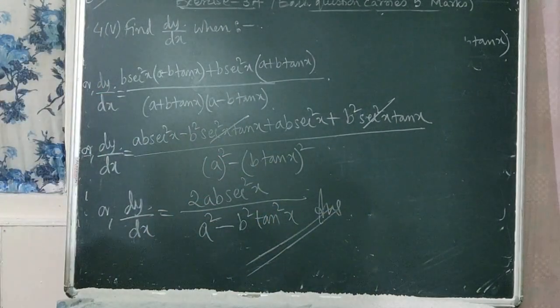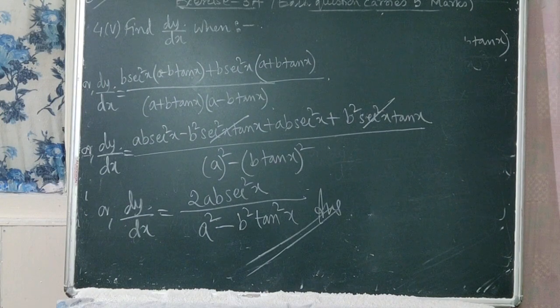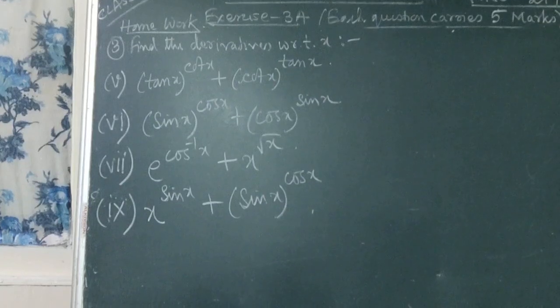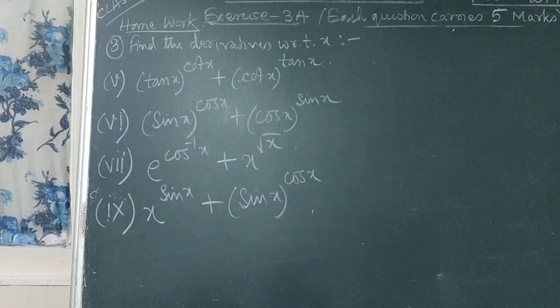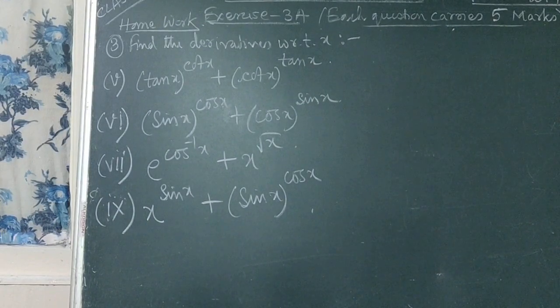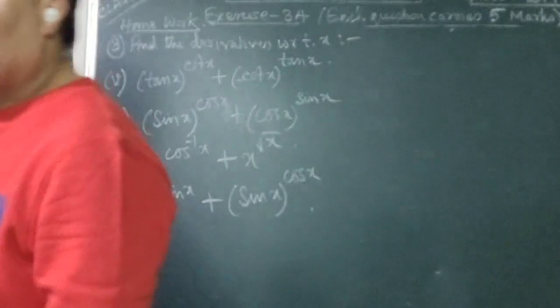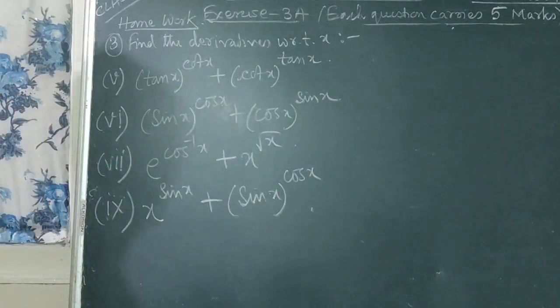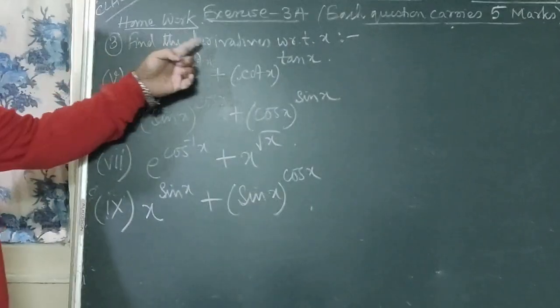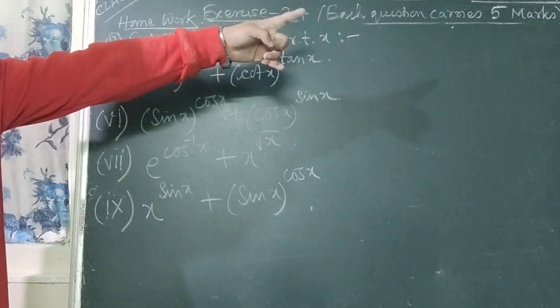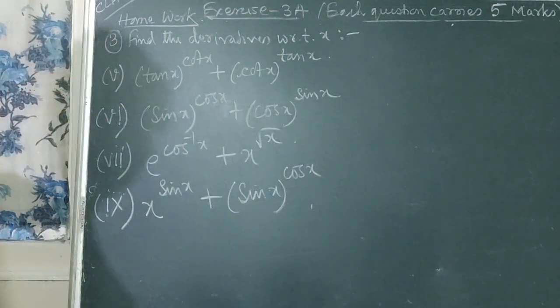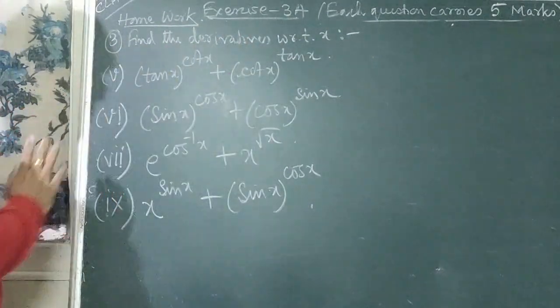So is it understood now? So now I'll give you the homework. So now, these are your homework. That is question number 3. Find the derivatives with respect to x. Each question carries 5 marks. Page number is 294. So question number 3 is find the derivatives with respect to x.